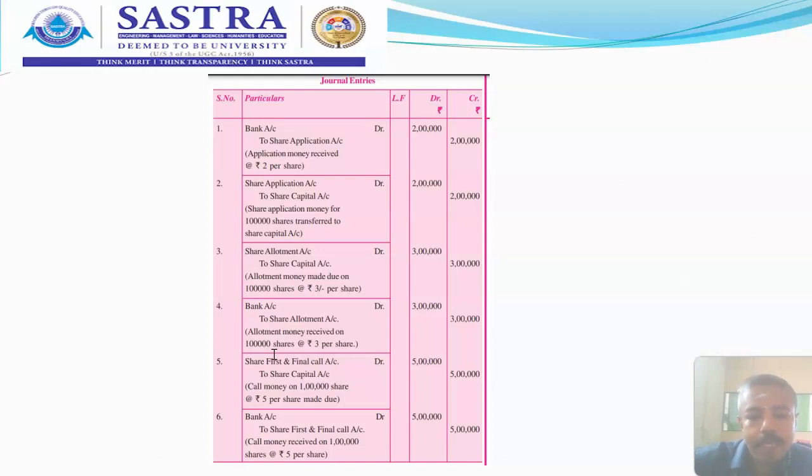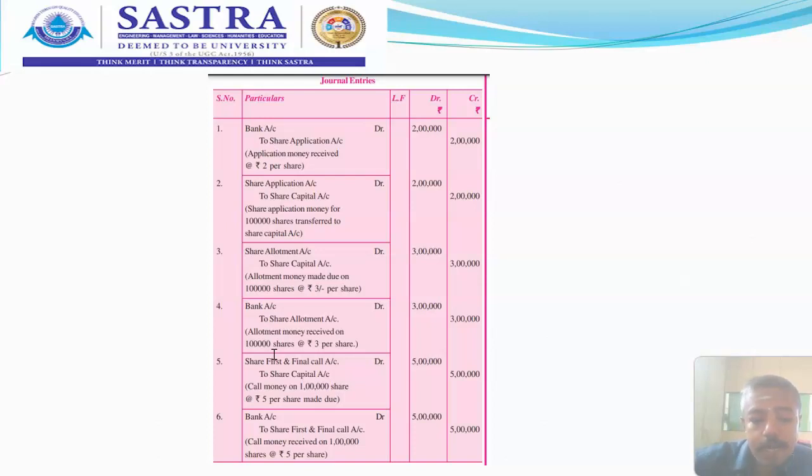Then the share application account will get tallied. So please make a note, share application account, share allotment account, and share first and final call account will get tallied, since all the balances are transferred, either due or transfer entry happened towards the share capital. So in the share application account, on the debit side you will have share capital 2 lakhs, and on the credit side you will have bank account 2 lakhs, which means received 2 lakhs and transferred the same 2 lakhs to the share capital. So it will get tallied.